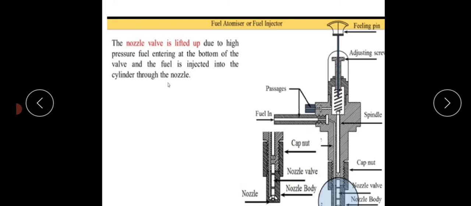Here it is given: the nozzle valve is lifted up due to high pressure. The fuel entering at the bottom of the valve is injected into the cylinder through the nozzle. Just observe, this is ready.